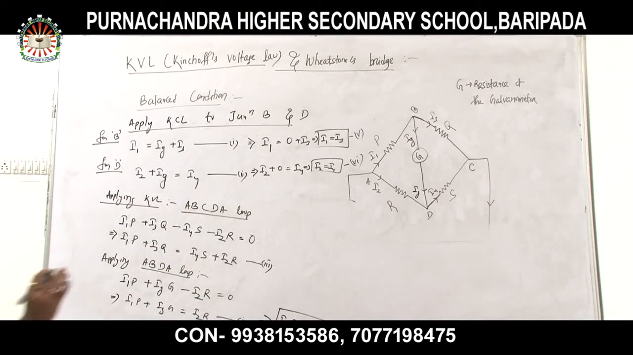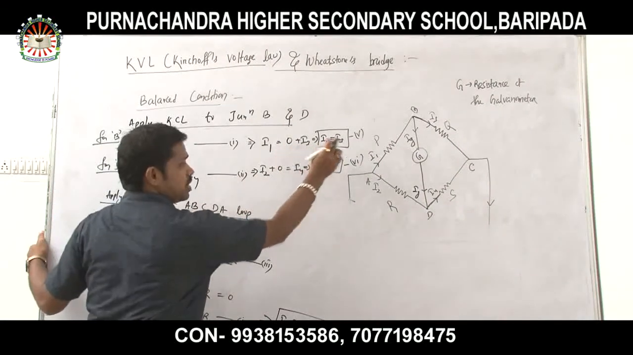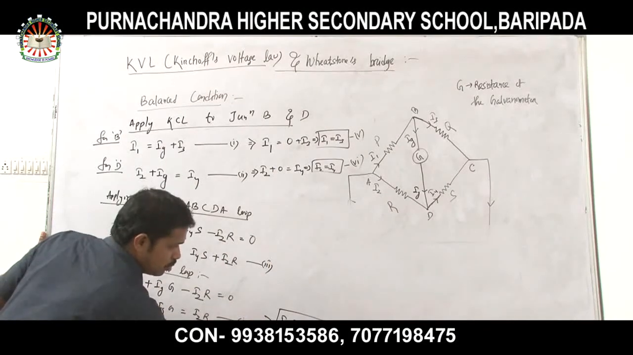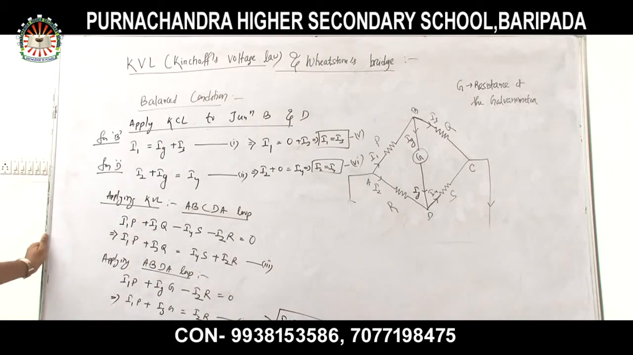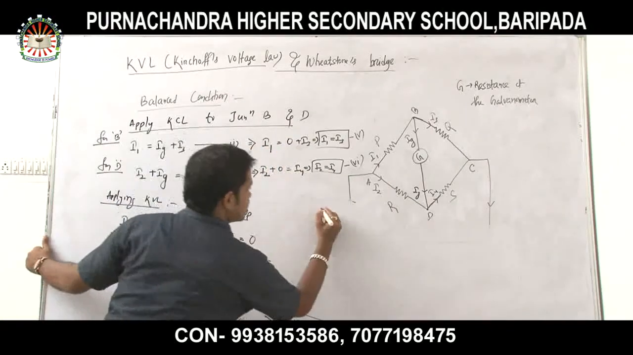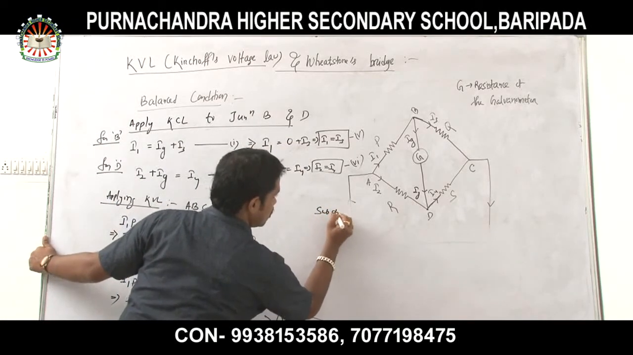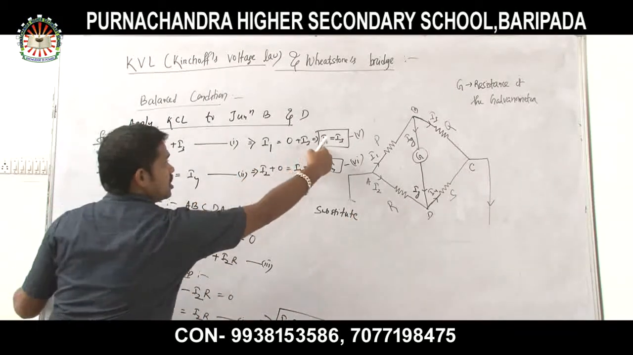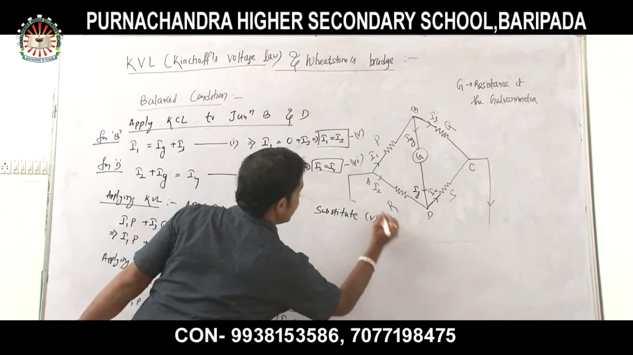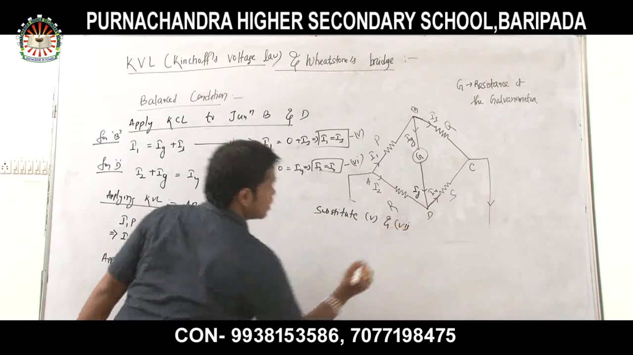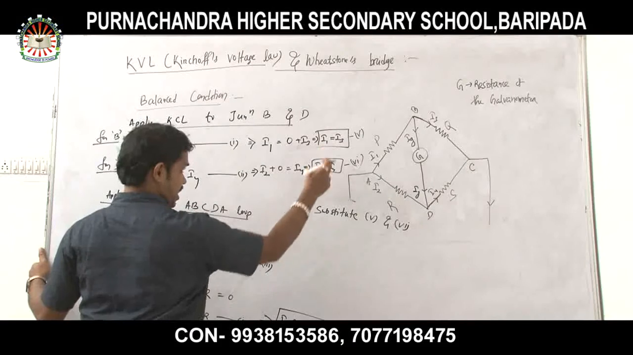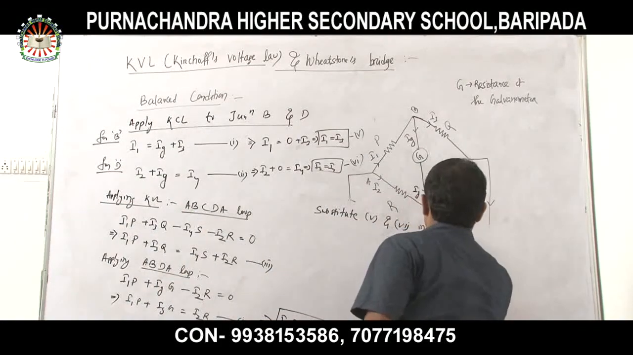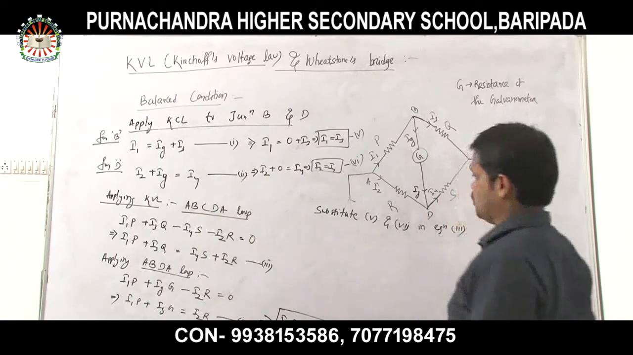So what are the final equations? Remember, one equation I1 is equal to I3. Next equation I2 is equal to I4. And the final equation I1P is equal to I2R. Clear? So now let us substitute equation 5 and equation 6 in equation number 3.